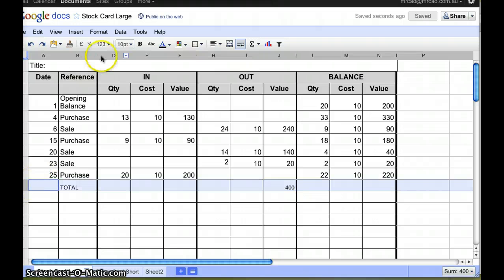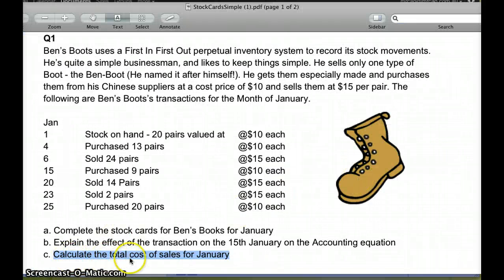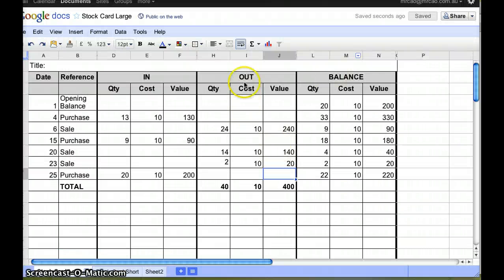Let's make this 12 point, and let's make that bold. And in total, how many items went out? 40 items at $10. That's the total cost of the stock that has gone out of my warehouse. So this is the total cost of sales for January.